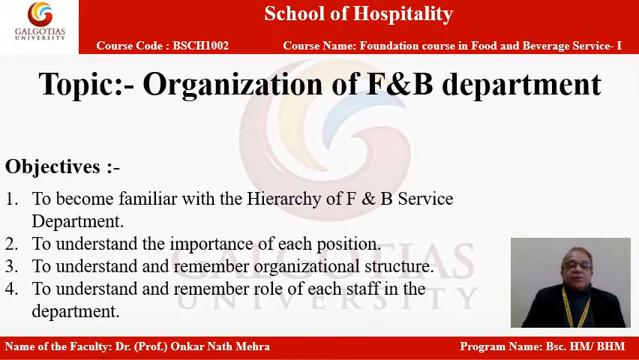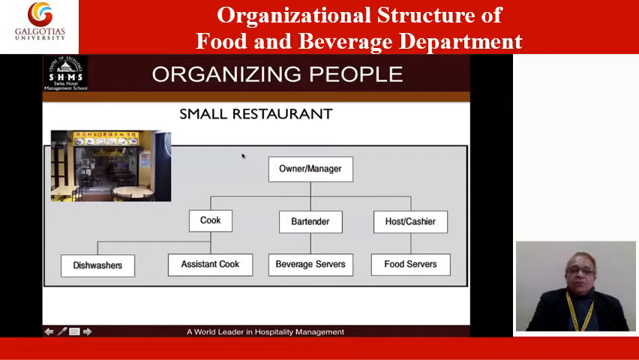First objective is to become familiar with the hierarchy of F&B department. Second, to understand the importance of each position. Third, to understand and remember organization structure. To understand and remember role of each staff in the department. Now these are all very important.